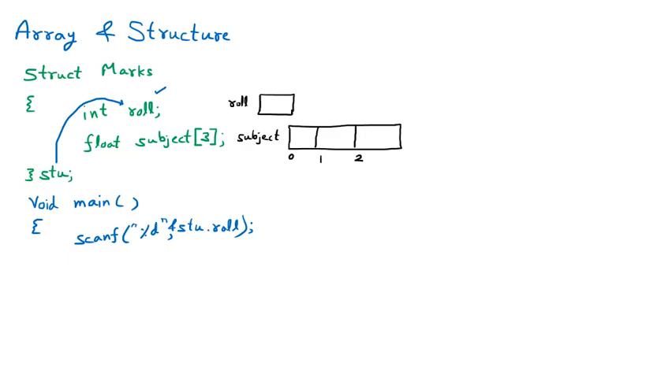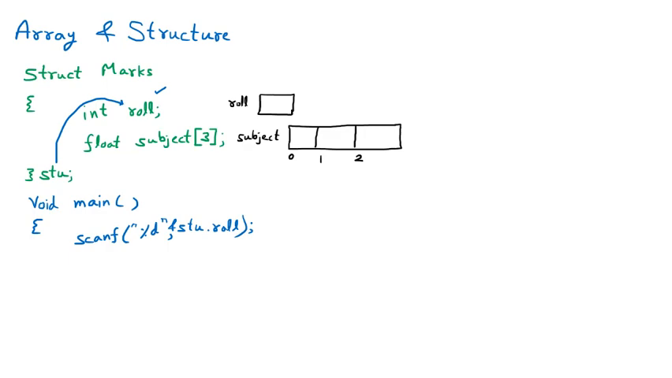Now the interesting thing is that in the subject we are having 3 subjects. So there are 2 options with us. One option is we can use a loop, or we can take the single elements. We can say stu dot subject 0, stu dot subject 1, stu dot subject 2. That is one possibility. Or we can use the for loop also.